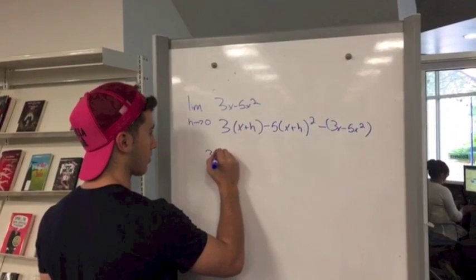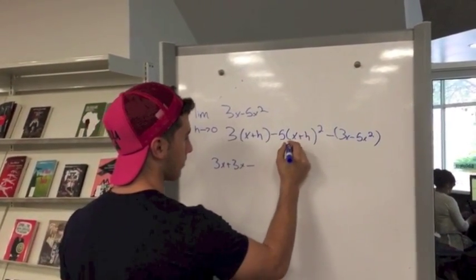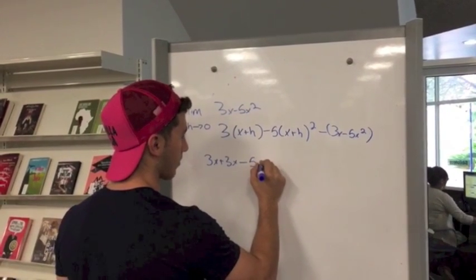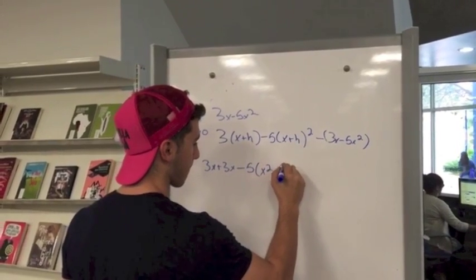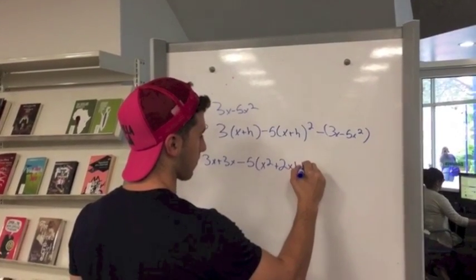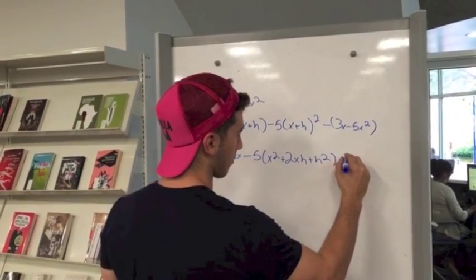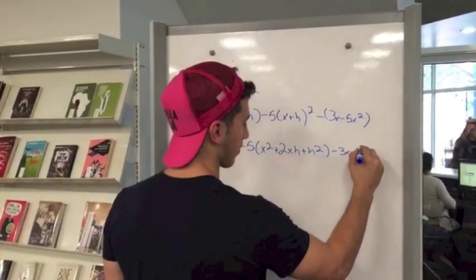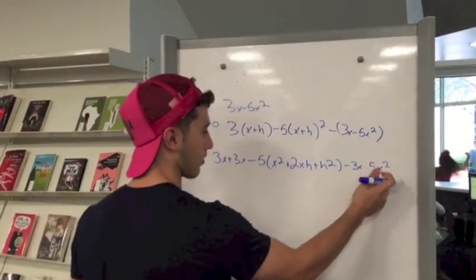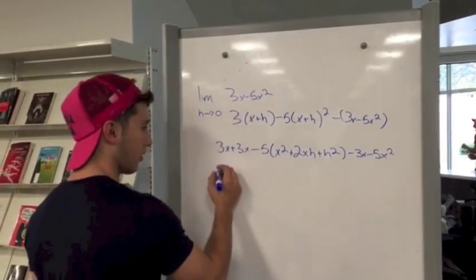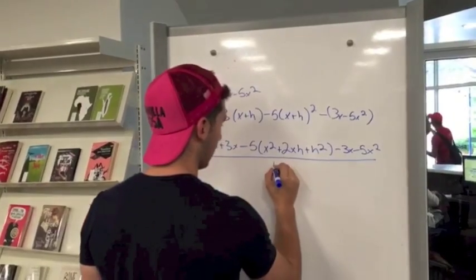Now we will continue with this formula and we have to expand, so 3x plus 3h minus 5 and open parentheses x squared plus 2xh plus h squared close parentheses minus 3x minus 5x squared. There should actually be a parenthesis there. We will add it later. So right after this we will have to divide everything by h.